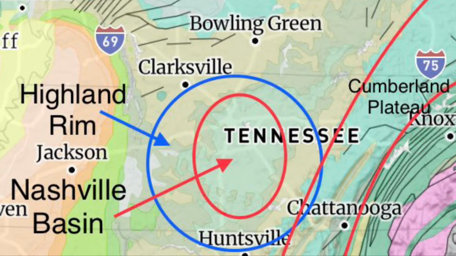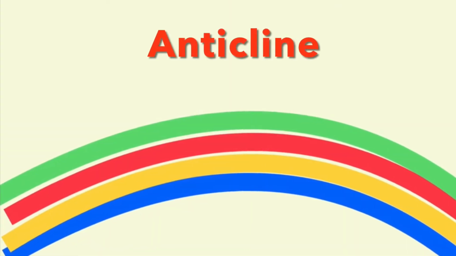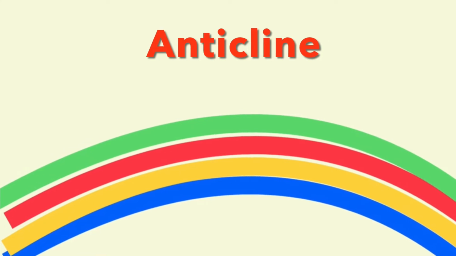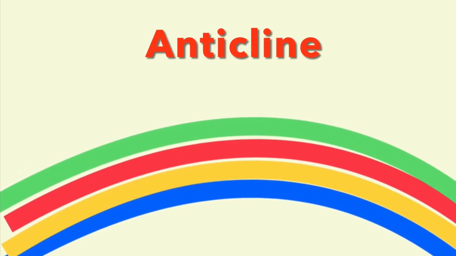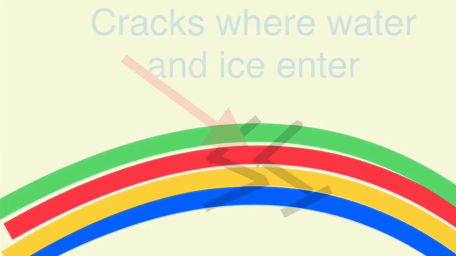On the other hand, it turned the Nashville Basin and the Highland Rim into an anticline, and that's why it eroded into a valley and a basin. Let's look at this in more detail. This funky drawing that I did shows 4 rock layers that have just been pushed up into an anticline. Now let's see what happens when the anticline erodes.